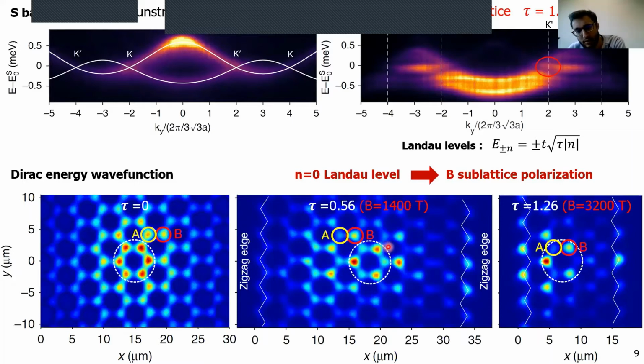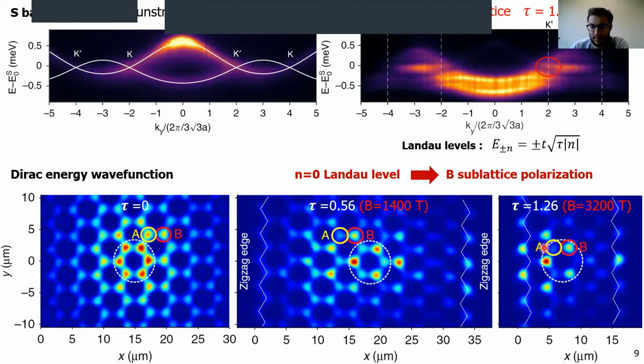Now, if we go to the wave function recorded at zero energy in the strained lattices, so with the synthetic magnetic field, you can see that it's very different. We have a clear asymmetry between the A and the B sublattices, and it's also very clear in this very high strain lattice.